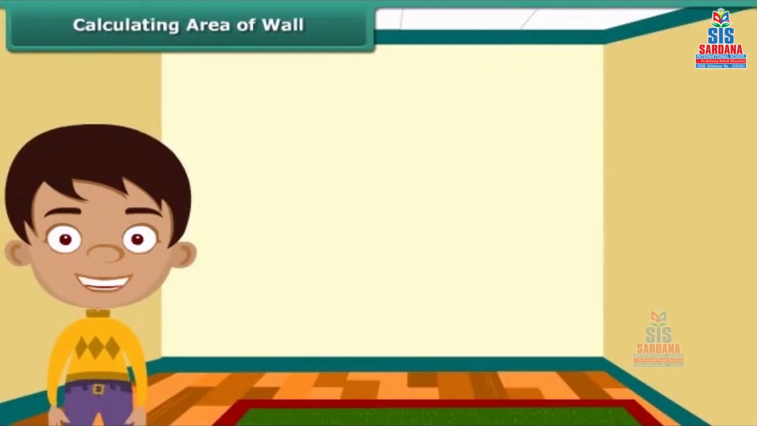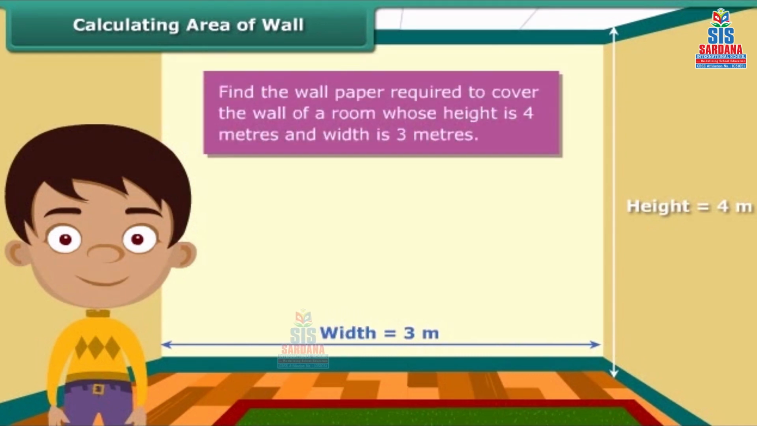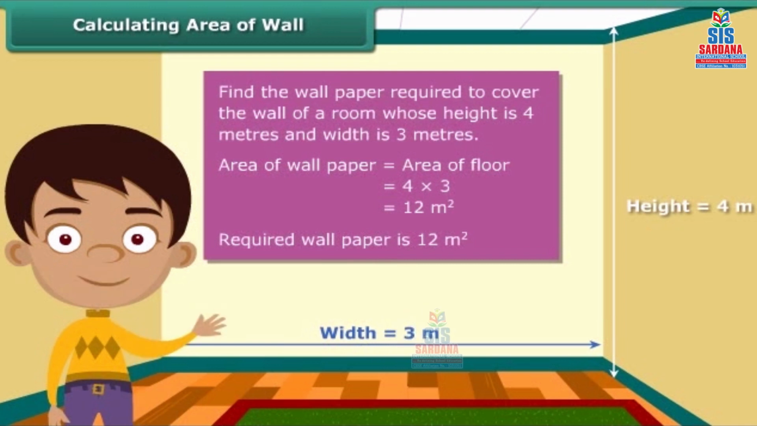Now that we know how to calculate area, let us solve a question based on the concept. Each wall of Nidhi's room is 4 meters high and 3 meters wide. She wants to cover one of the walls with wallpaper. She wants to know how many square meters of wallpaper will be required for the purpose. The area of the wallpaper required will be the same as the area of the wall that needs to be covered with it. The area of the wall is 4 meters multiplied by 3 meters, which is 12 square meters. So, 12 square meters of wallpaper will be required to cover the wall of Nidhi's room.